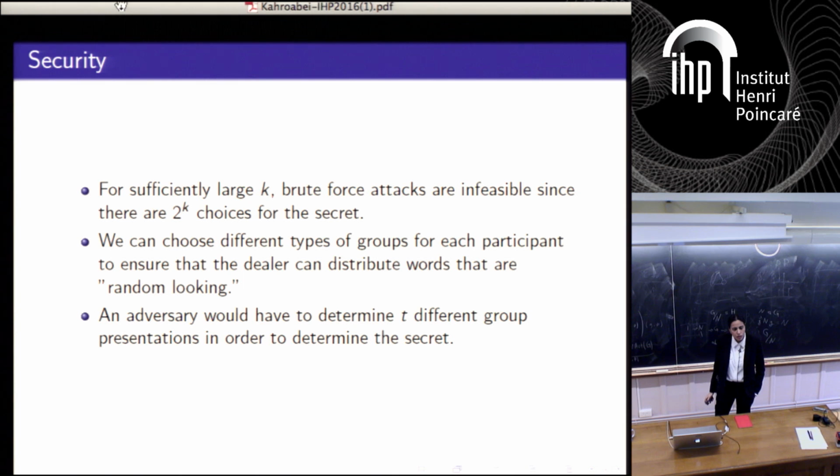So KJ is the number of those elements, those words that are the identity. So the question is, is the dealer sending KJ, or is the dealer sending the relators? No, the generators are public. Okay, the dealer sends the relators over a secure channel. Right, so how many relators have to get sent?